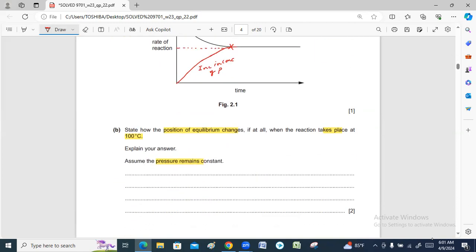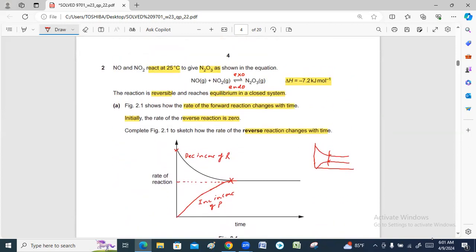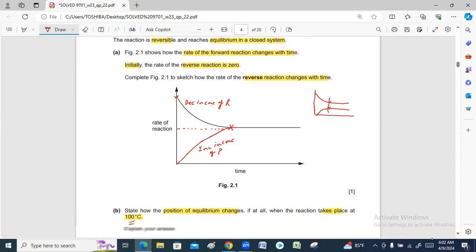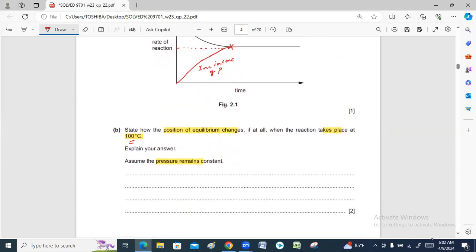Then state how the position of equilibrium changes, if at all, when the reaction takes place at 100 degrees Celsius. Explain your answer, and the pressure remains constant. If you look at your reaction, it is happening at 25 degrees Celsius, and the forward reaction is exothermic, because the overall reaction is exothermic. You know that exothermic reactions are favored at low temperatures. When the reaction proceeds in the forward direction, it is already releasing heat. So if we increase the temperature from 25 to 100 degrees Celsius, what will happen?